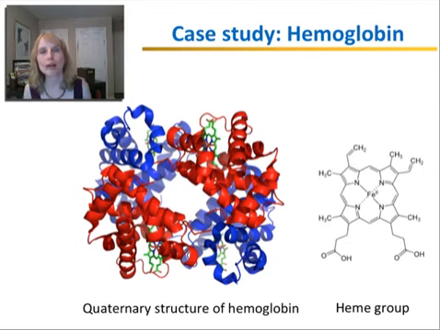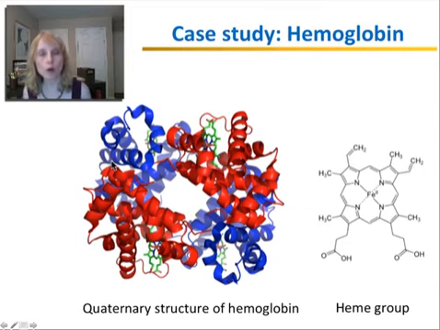is found in your red blood cells, and it transports oxygen throughout your body. Hemoglobin is an example of a protein that has quaternary structure. It is made up of more than one polypeptide. In this case, it is actually made up of 4 polypeptides: 1, 2, 3, 4.